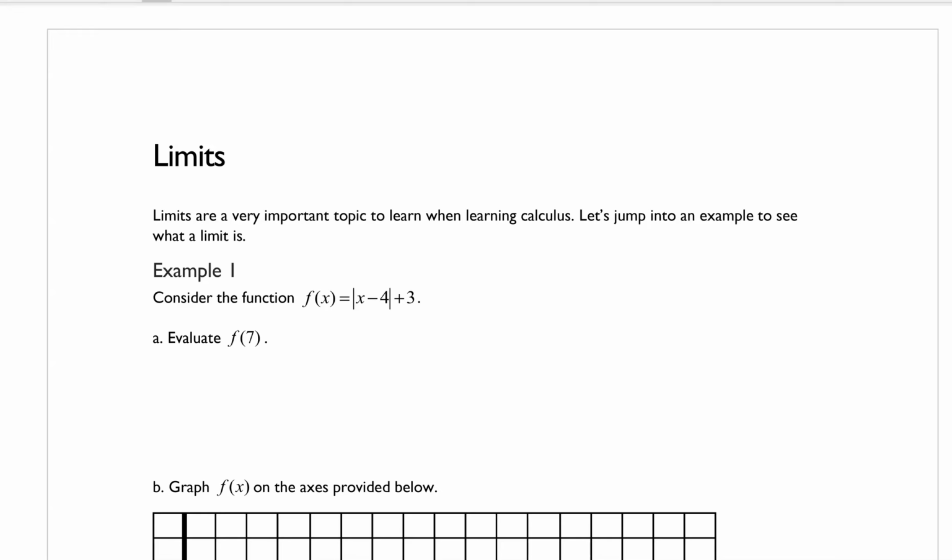Hi everyone, today we're going to be talking about limits. Now, limits are a very important topic to learn when learning calculus. Let's jump into an example to see what a limit is.